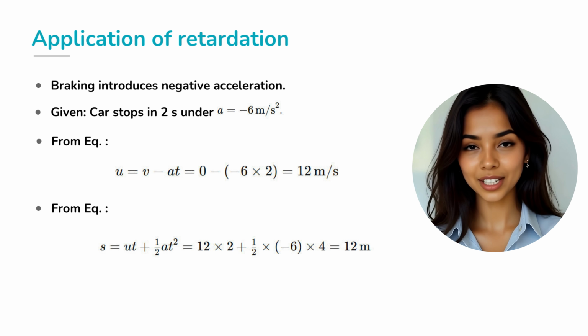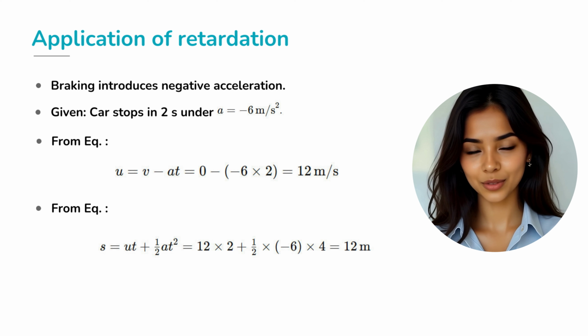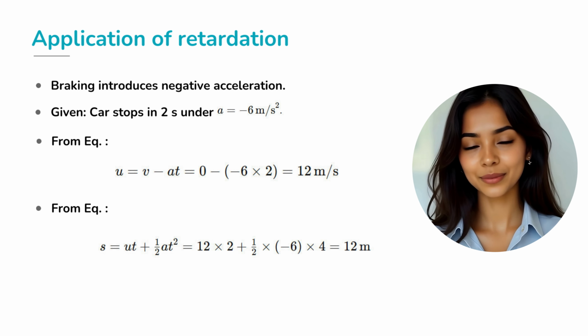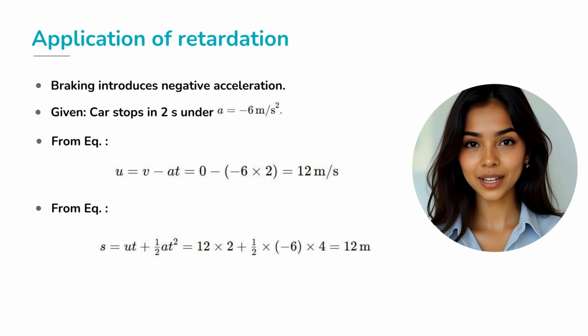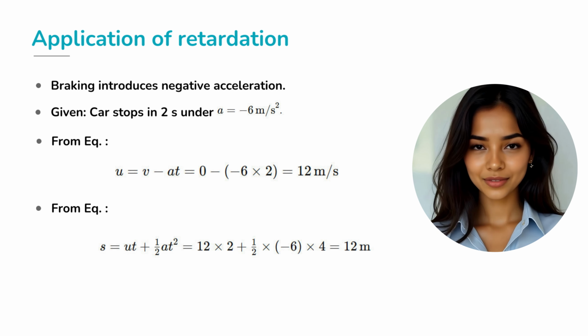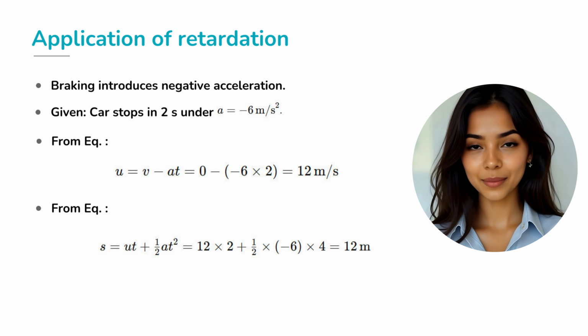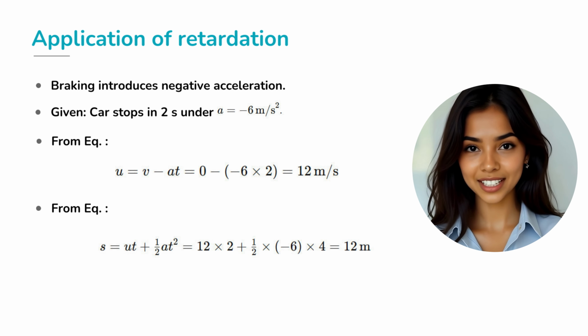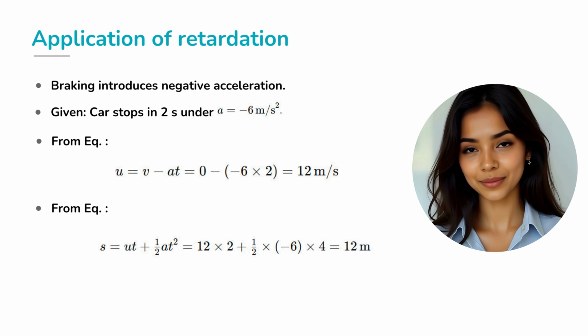From the second equation, s equals ut plus 1 by 2 at squared. That's 12 times 2 plus half times minus 6 times 4, which equals 12 meters. So the car covers 12 meters before stopping. A perfect example of why drivers must keep a safe distance between vehicles.